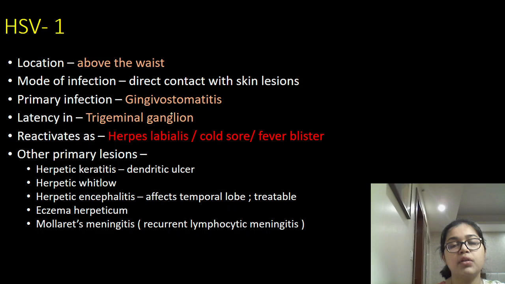Mode of infection is direct contact. Primary infection with the virus produces gingivostomatitis. Latency occurs in the trigeminal ganglion. Reactivates as herpes labialis, cold sore, fever blister. Other primary lesions are dendritic herpetic keratitis, herpetic whitlow, encephalitis, which affects the temporal lobe and is completely treatable, eczema herpeticum, and Mollaret meningitis, which is also known as recurrent lymphocytic meningitis.